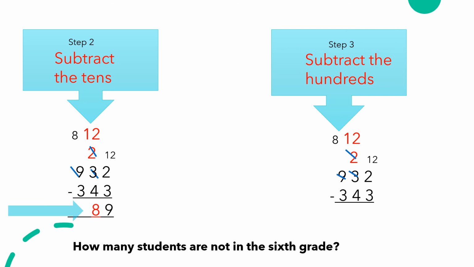In step 3, we are to subtract the hundreds. 3 from 8 gives me 5. How many students are not in the 6th grade? There are 589 students who are not in the 6th grade.